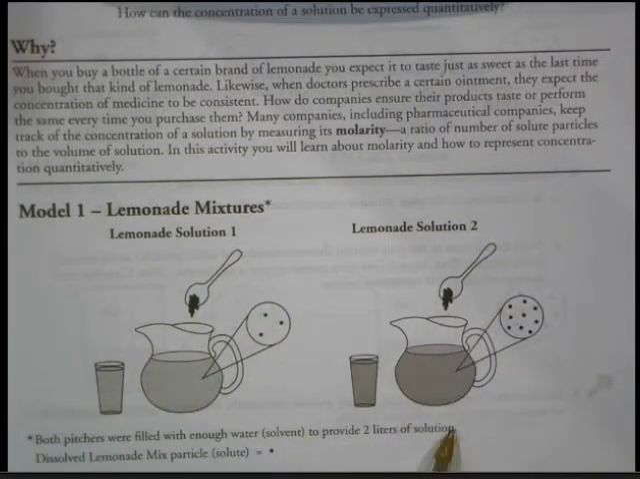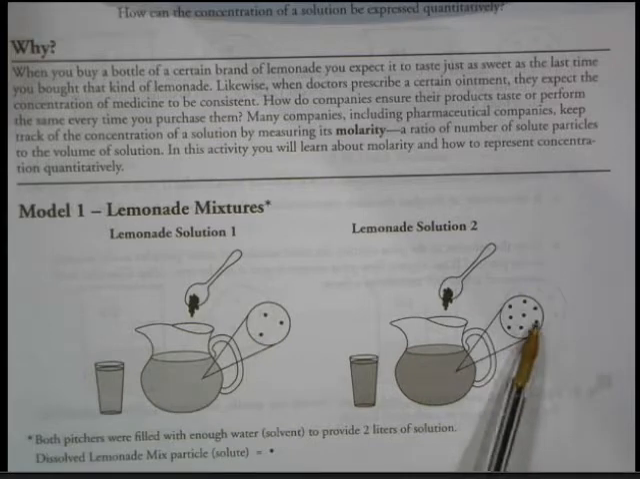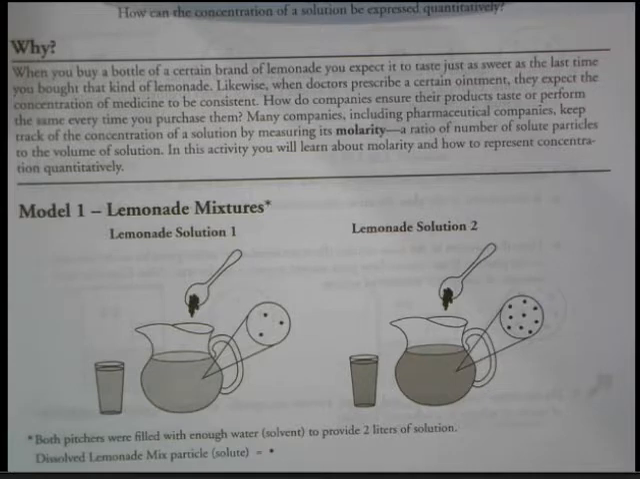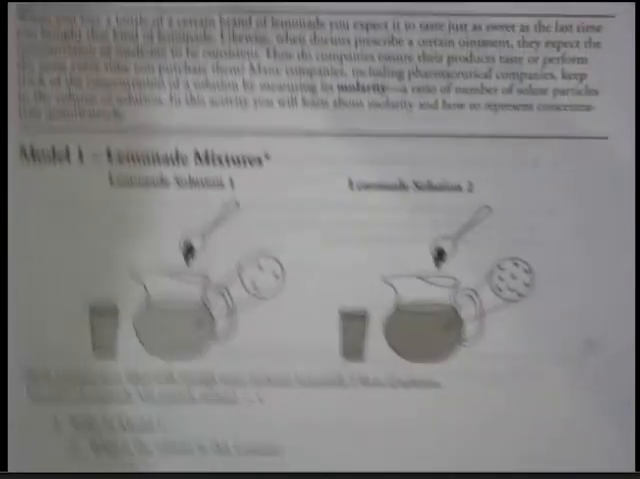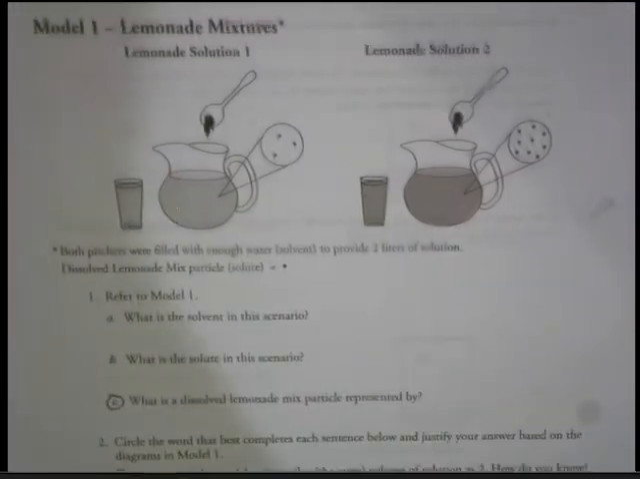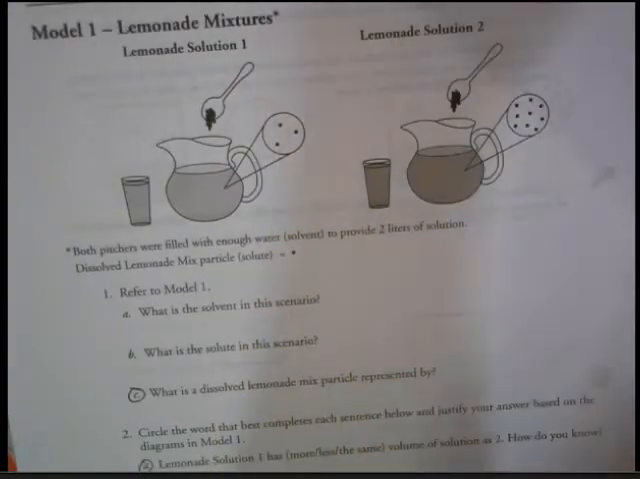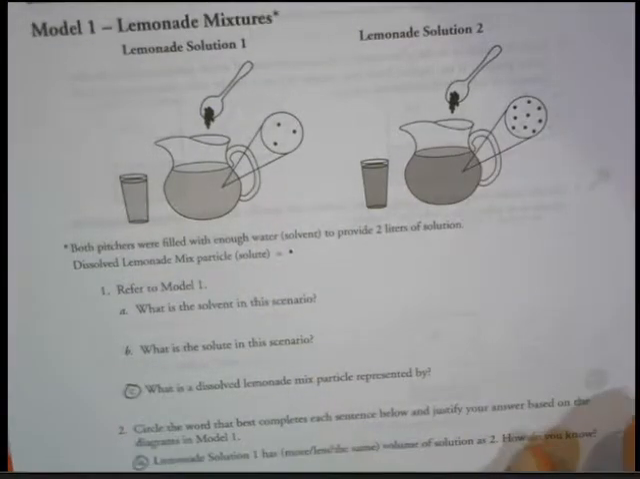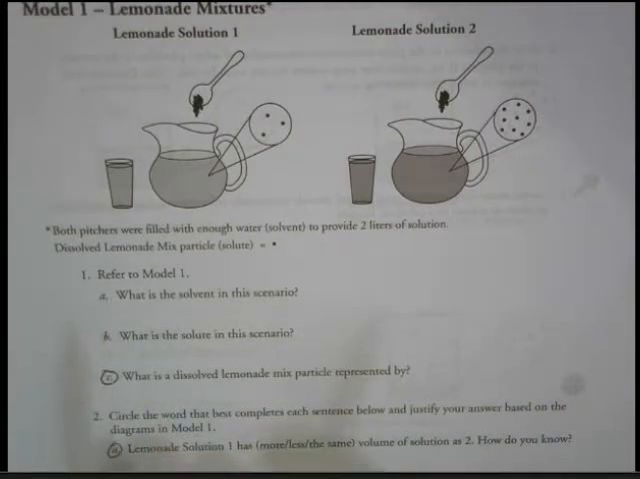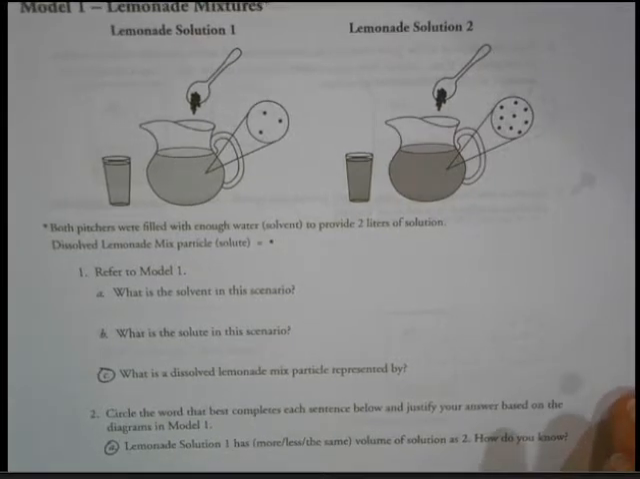You have lemonade solution number 2. Notice there's dots. That represents our solute, okay? And if you can't remember the definition of solute, go back to solutions and get those definitions. So more dots means more solute. Looking at number 1, I'm going to skip A and B because those are definitions from solutions. If you need those, go ahead and go back.